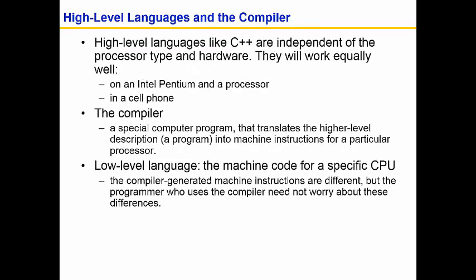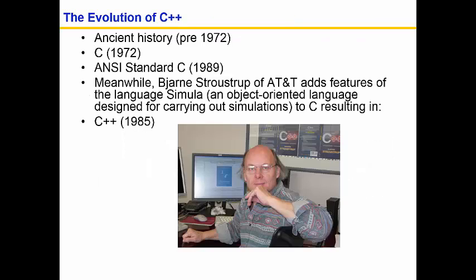Now we're going to talk about a high-level language, C++. They're independent. We don't care about the processor and the hardware. The compiler takes that high-level language and translates it into something that the processor can understand for whatever specific CPU we're using. So there's a whole lot going on in the background.